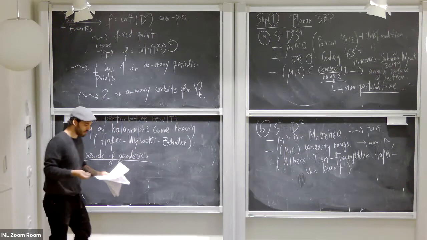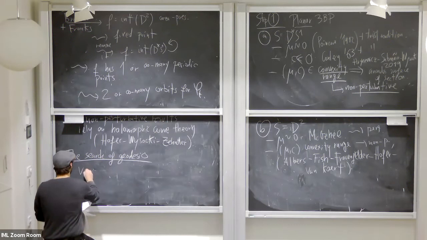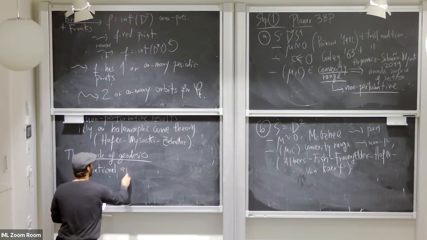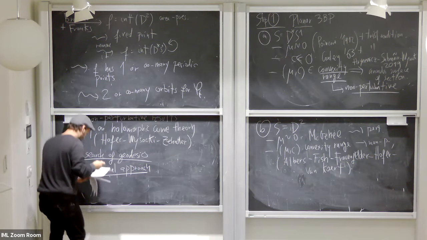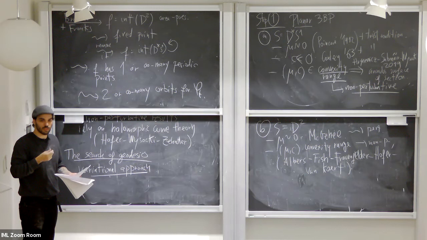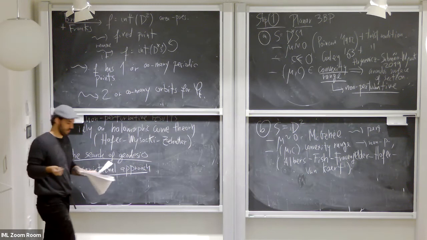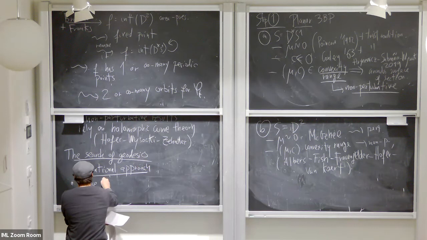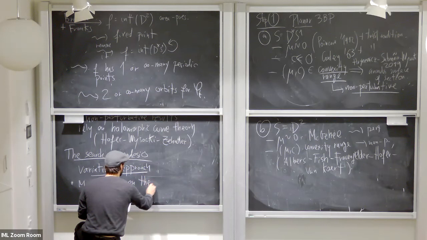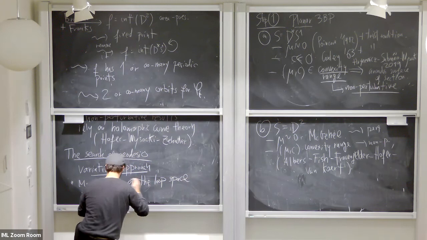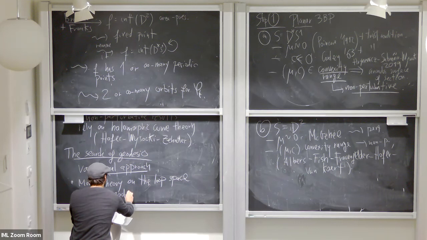And well, you can consider, first of all, the variational approach. What's the variational approach? You view geodesics as the critical points of a certain length functional on the loop space. And this is nothing else than the motivation for Morse theory. So Morse theory on the loop space. Geodesics are just the critical points of the length function.